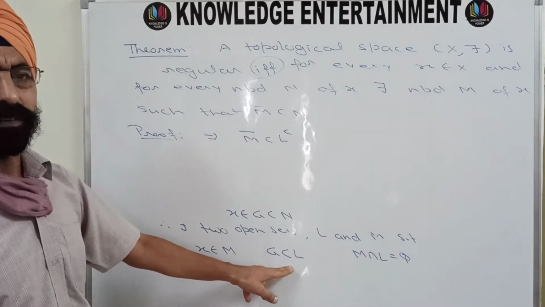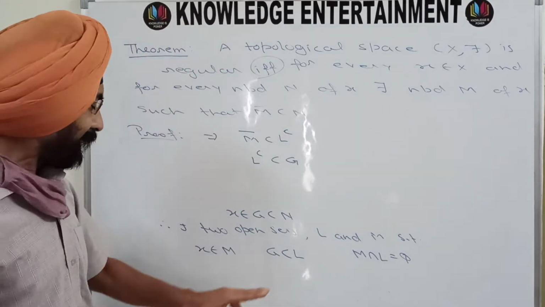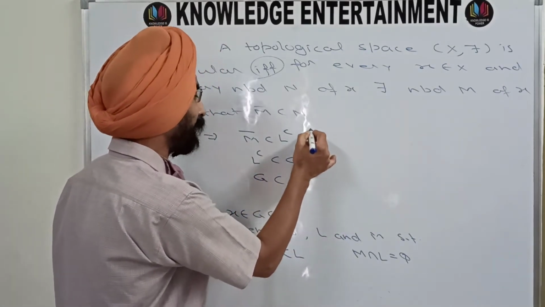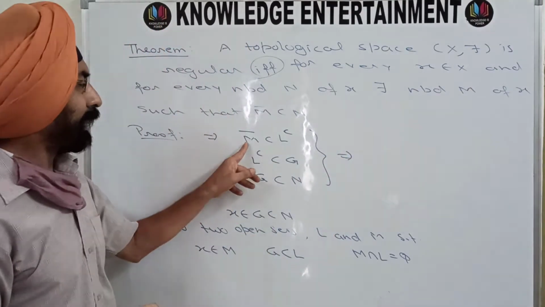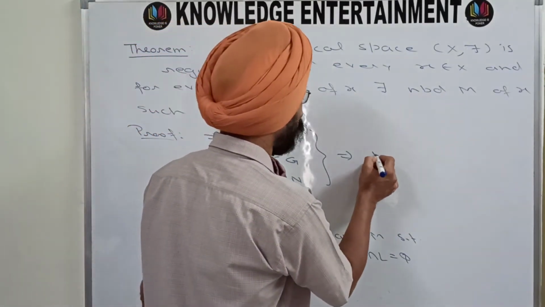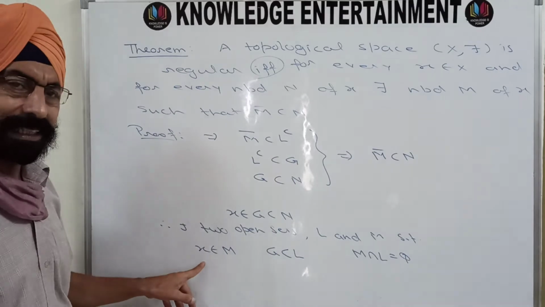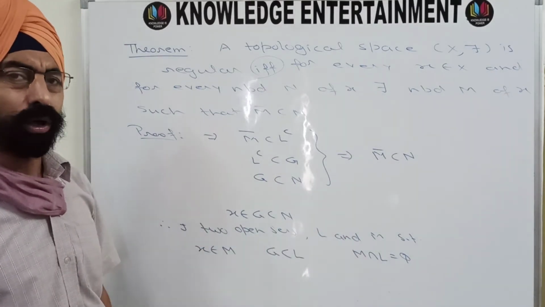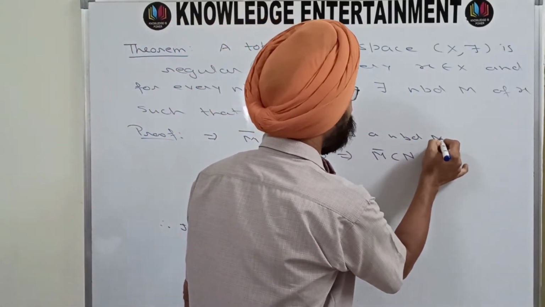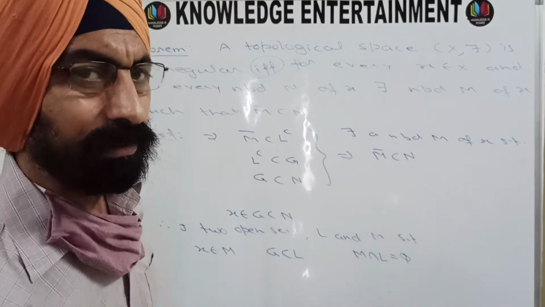Here G complement is a subset of L, that means L complement is a subset of G, and G is a subset of N. Combine these three results. M bar is a subset of L complement, which is a subset of G, and G is a subset of N. So you can say M bar is a subset of N. And what is M? M is an open set containing x. Open set containing x means neighborhood of x. So that means there exists a neighborhood M of x such that this condition is satisfied, and that is what we need to prove.